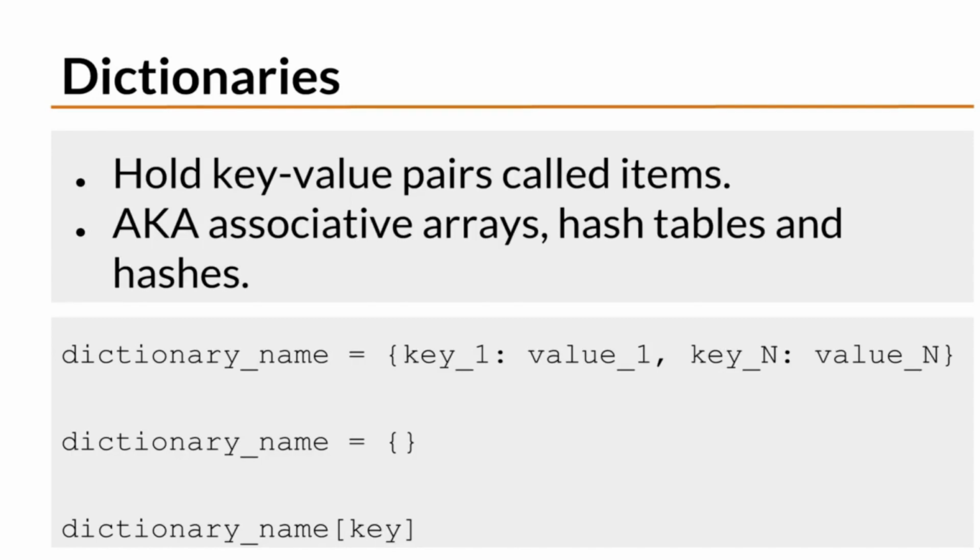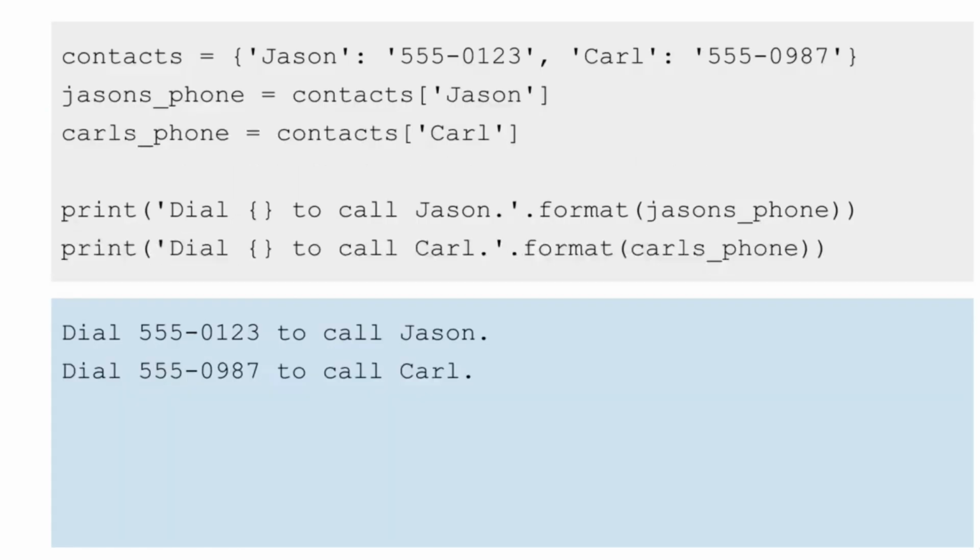Items in a dictionary can be accessed by key. To do so, enclose the key in brackets immediately following the dictionary name. In the example on your screen, we create a dictionary and assign its contents to the contacts variable. This dictionary has two items. The first item has a key of Jason with a value of 555-0123. The second item has a key of Carl, and its value is 555-0987.